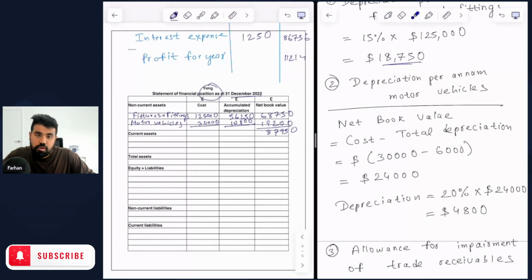$87,950 is the total net book value of the two types of non-current assets, fixtures and fittings and motor vehicles. All right, so now we have to take care of current assets.